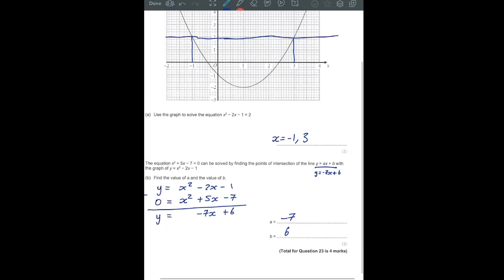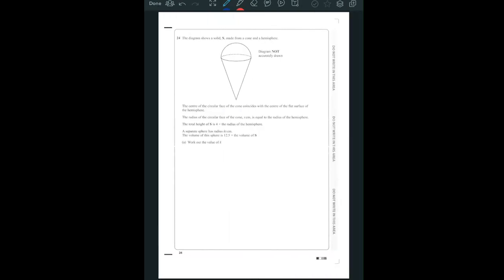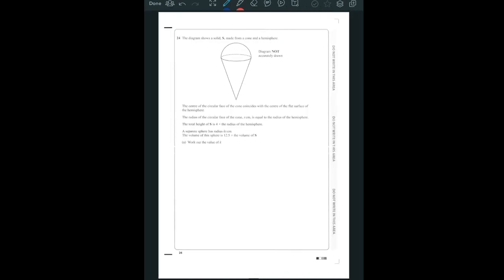Really useful trick for questions like this. If you do curve minus equation, you get the line that you want to draw. Question 24. And we're not even done yet. There is a question 25 afterwards. So this looks like a really meaty question.